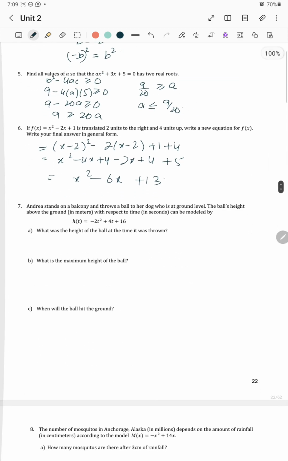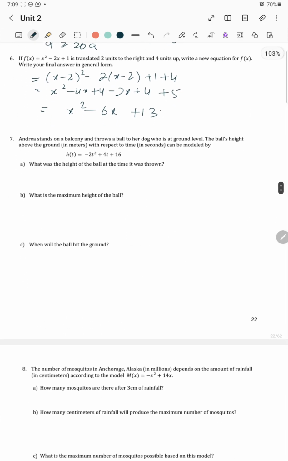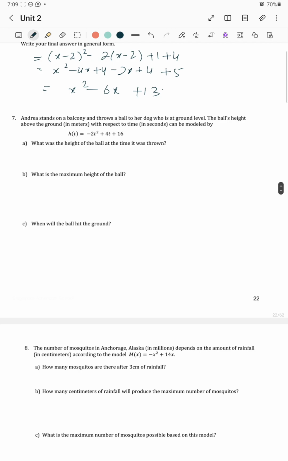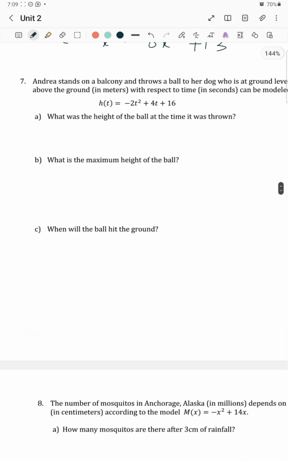Andrea stands on a balcony and throws a ball to her dog, who is at ground level. The ball's height above the ground with respect to time can be modeled by this. What was the height of the ball at the time it was thrown? When it is thrown, the time was 0, t is equal to 0. So it would be h of 0, which is equal to 16 meters.